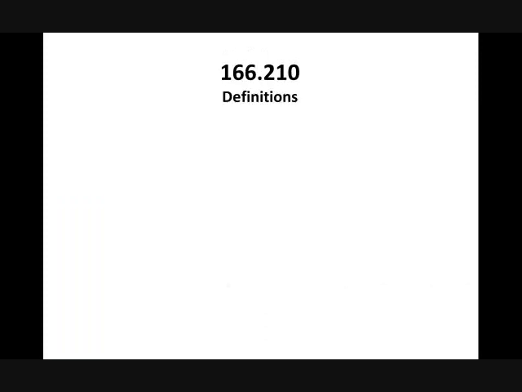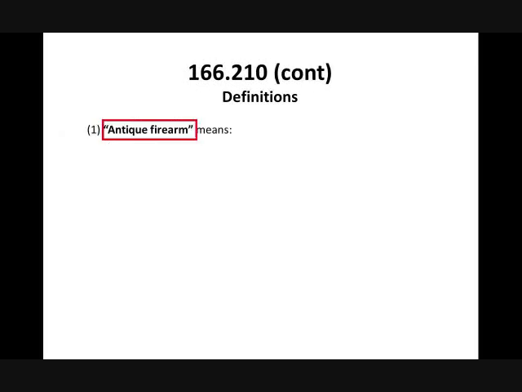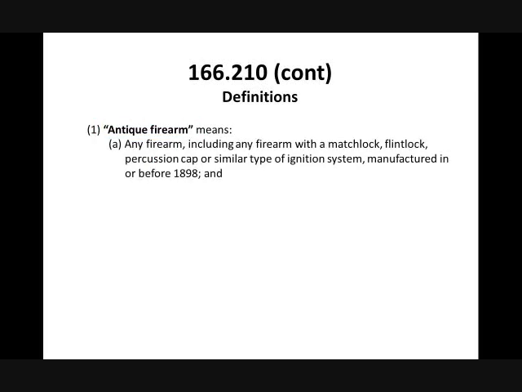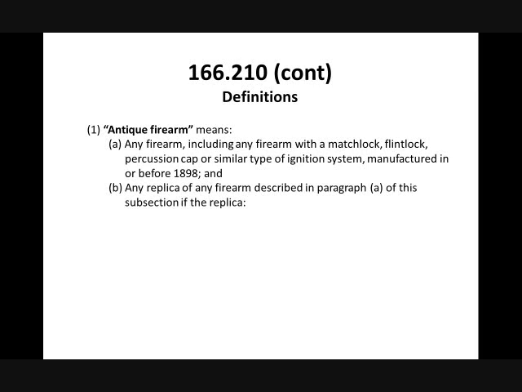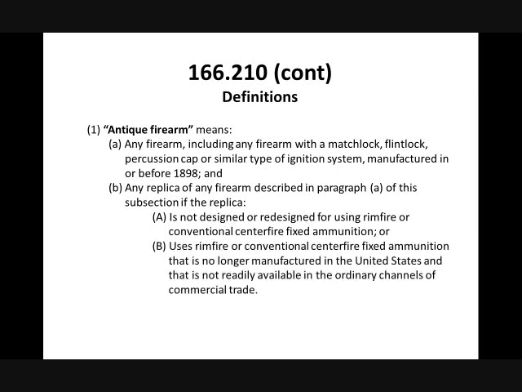So ORS 166.210 is definitions. As used in ORS 166.250 through 270 and 166.291 to 295, as well as 410 to 470: An antique firearm means any firearm, including any firearm with a matchlock, flintlock, percussion cap, or similar type of ignition system manufactured in or before 1898, and any replica of any of those firearms, that is not designed or redesigned to use rimfire or conventional ammunition, or that uses ammunition that's not generally available.